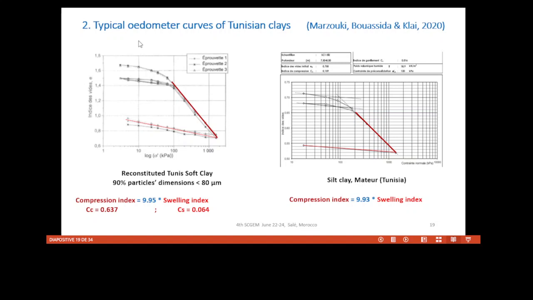Consider now some typical Oedometer curves of Tunisian clays. Here we have the reconstituted Tunis soft clay, that is soft soil, and after several tests, the relation between the compression index and the swelling index is about 10. For example, here CC is 0.63 and CS is 0.064. Another example of Tunisian clay from Mater is different from this one, and we have roughly the same ratio between the compression index and the swelling index.